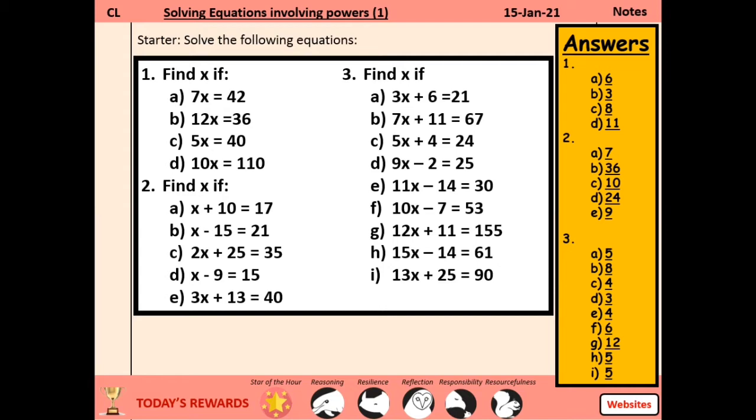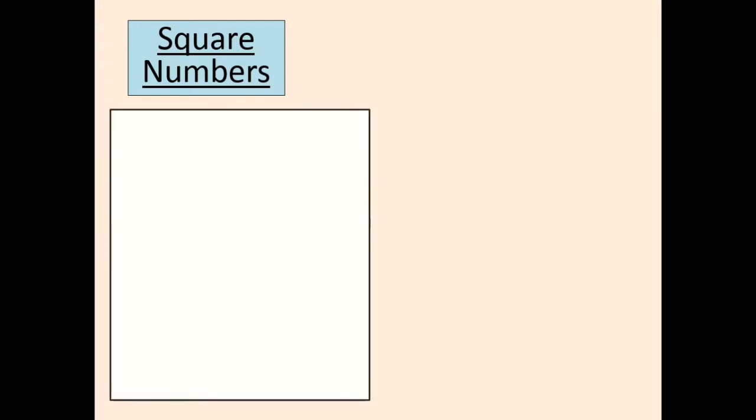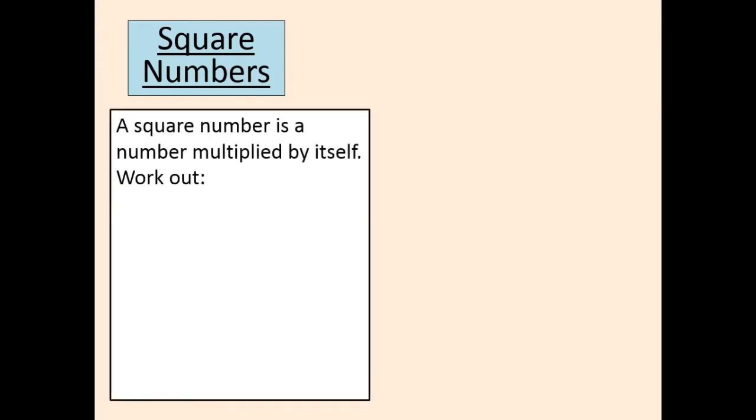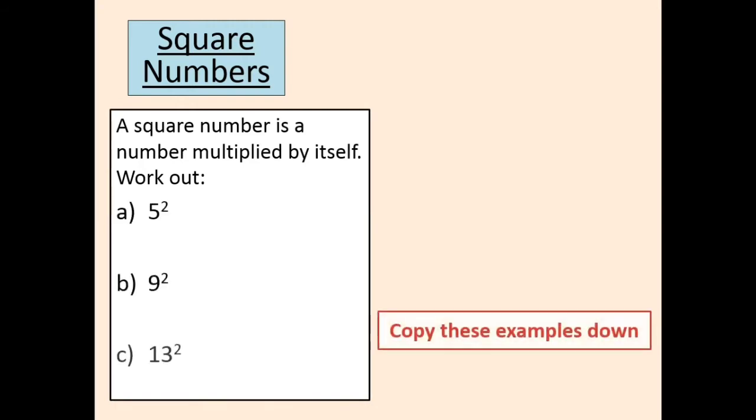Since our topic today is solving equations, but this time involving powers, let us just quickly recap what a square number is. So, what is a square number? A square number, a simple definition, is just a number multiplied by itself. So, work out these questions, please. Pause the video, give it a go, then please play when you're ready to carry on.